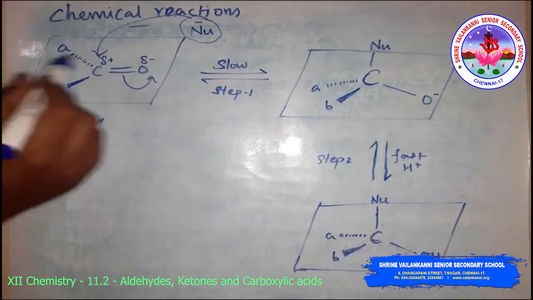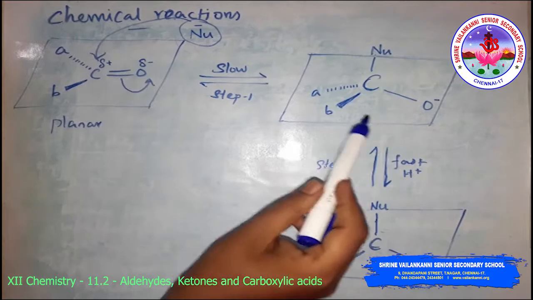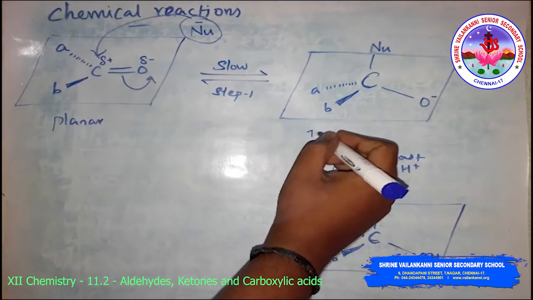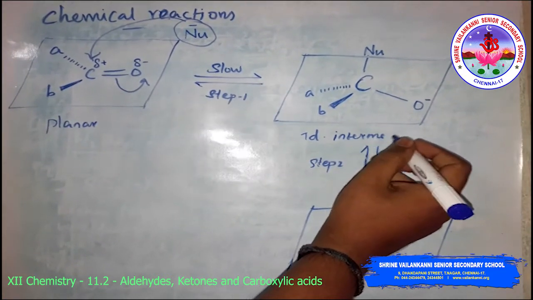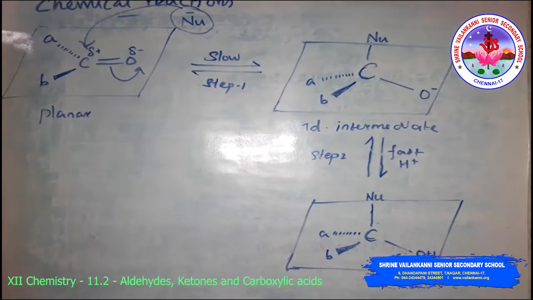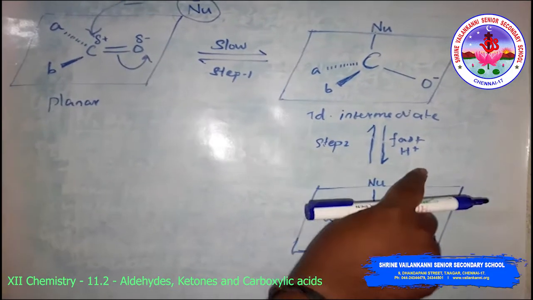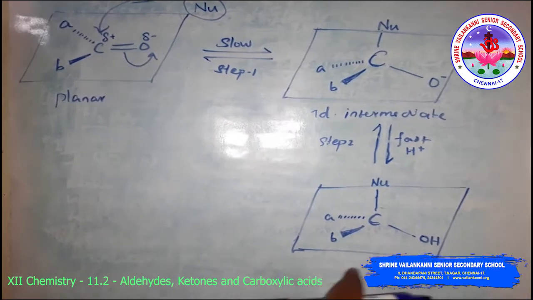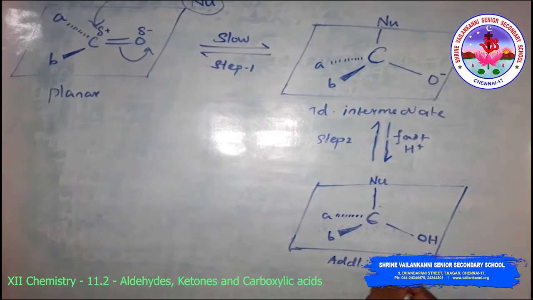So this is a planar compound, the slow step. So like this, the compound is formed like this. This is a tetrahedral intermediate compound. Then again addition of H plus, that is acid, to form the compound, that is the addition product. Simply we can call it an adduct or addition product.